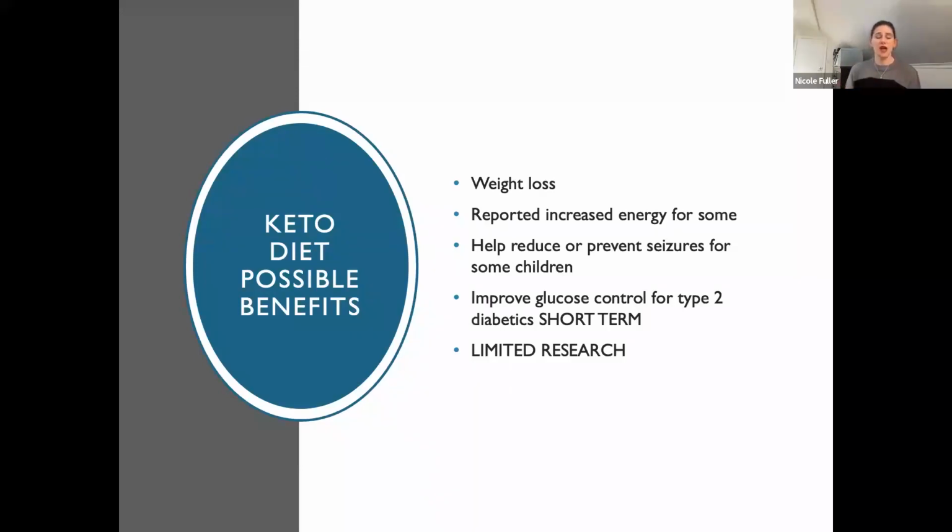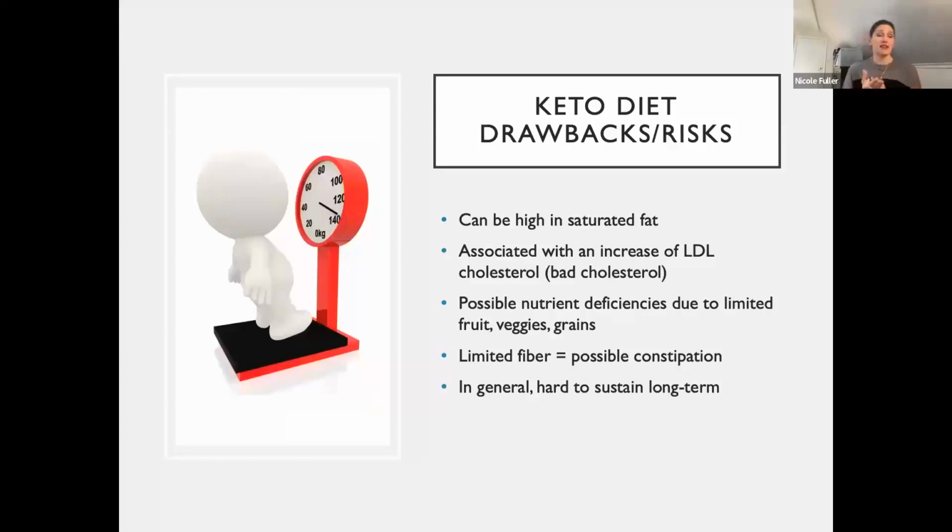Because here's the bottom line: if you're eating a high-fat, high-protein diet, how is that affecting your heart? Well, I guess we'll go to the drawbacks. It can be high in saturated fat, right? If you're eating a diet high in animal protein, like beef, for instance, that is high in saturated fat, which is bad for your heart and your cholesterol. So it can be associated with an increase of your bad cholesterol, or your LDL cholesterol.